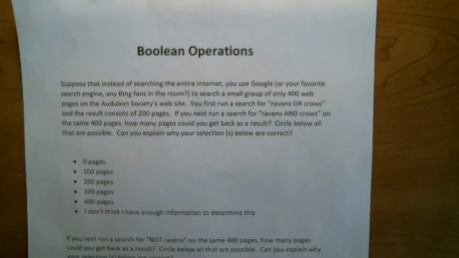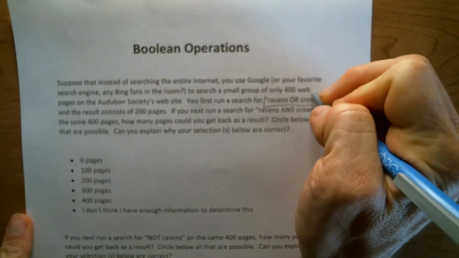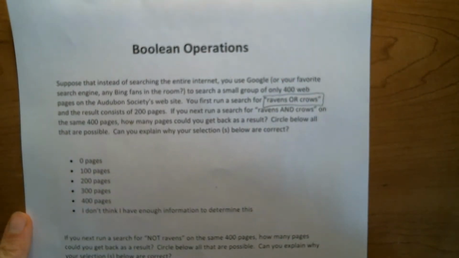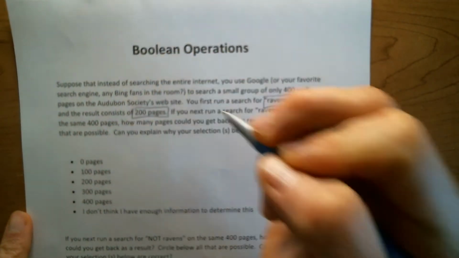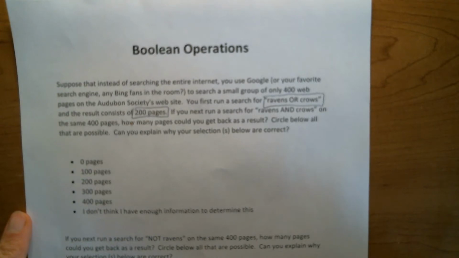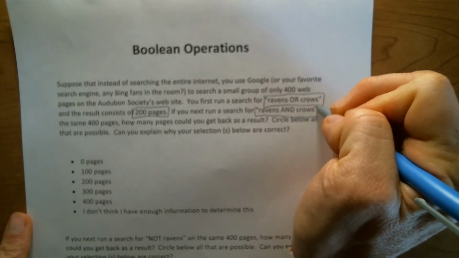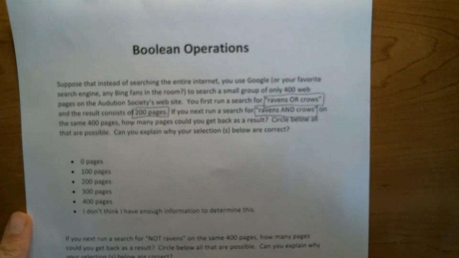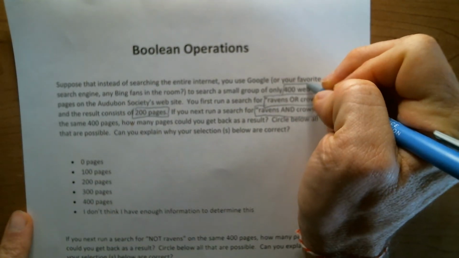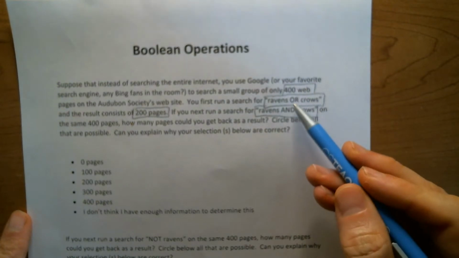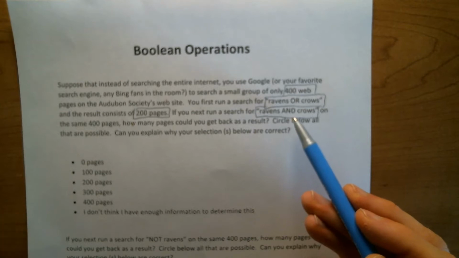All right. So it says you're searching the internet and you run a search for ravens or crows. And you get back 200 pages. You then run another search on ravens and crows on the same 400 pages. So yeah, I didn't underline that at the start, but there's 400 pages in total. All right, so there's 400 in total. We searched for ravens or crows. We got 200 back. Now we're searching for ravens and crows.